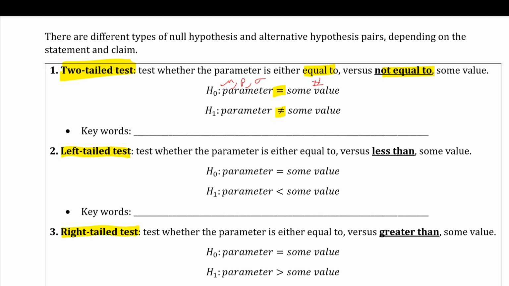Some of the key words to look for in these problems that deal with two-tailed tests are: not equal to, differs, is different, has changed, is not.